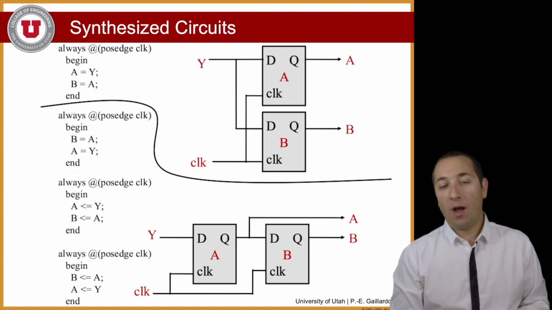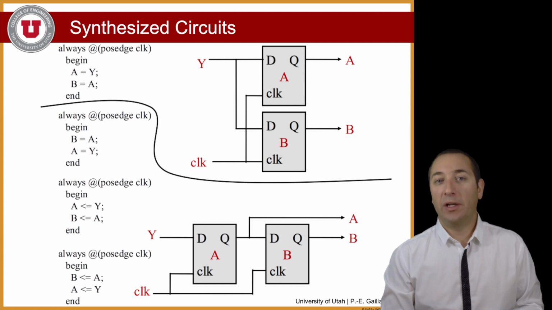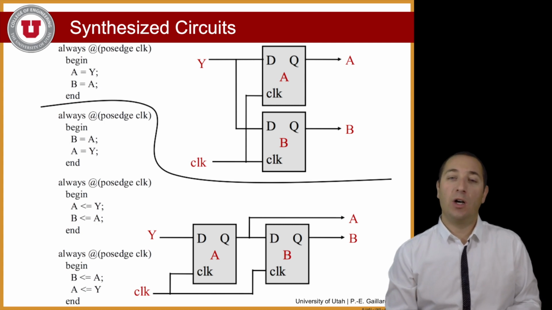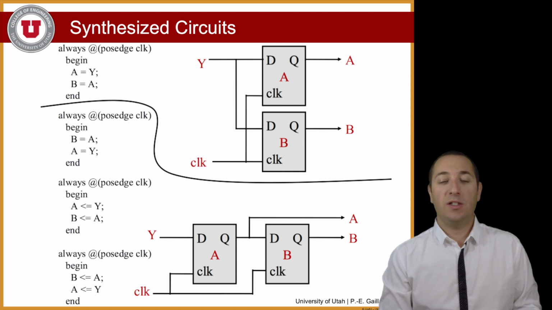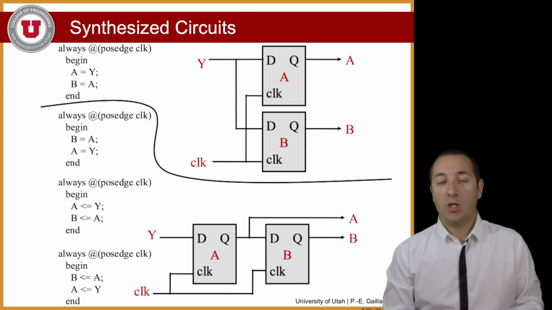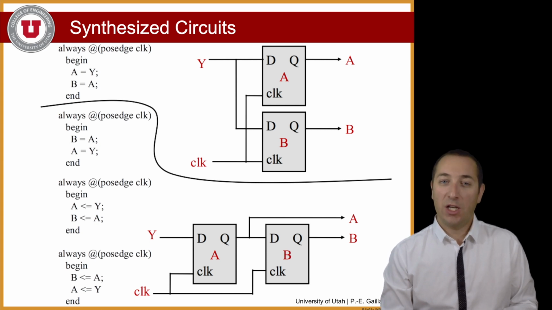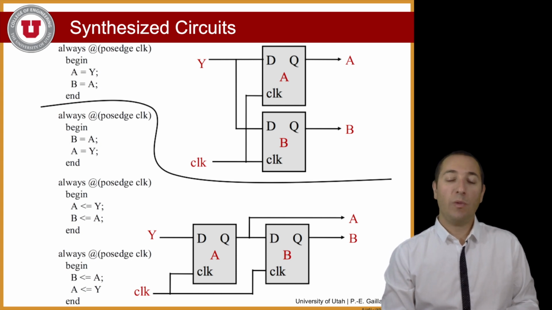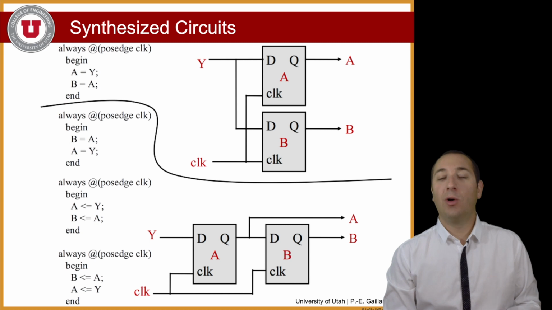So what does it mean to have actual blocking versus non-blocking statements? I like to look at the following examples, where we have procedural assignments, and let's start from the top one. So every time we have a rising edge on the signal clock, we're going to go with a blocking statement A equal to Y and B equal to A.